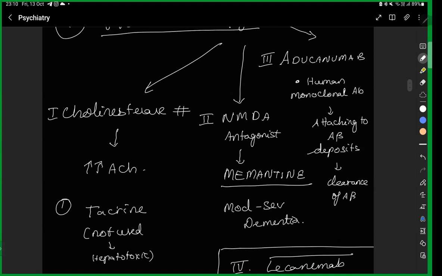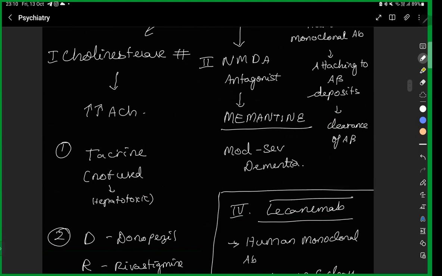Okay, second one, you can go for NMDA antagonists. We will talk about how excessive glutamate stimulation causes this. That's why we use NMDA antagonists, for example memantine. We are going to give that in moderate to severe dementia.